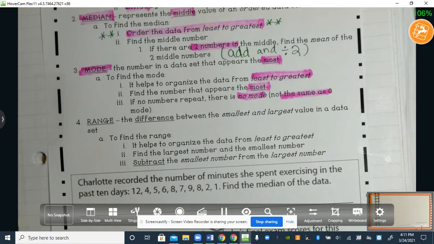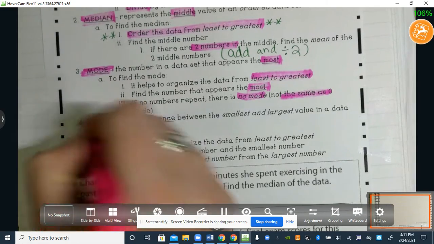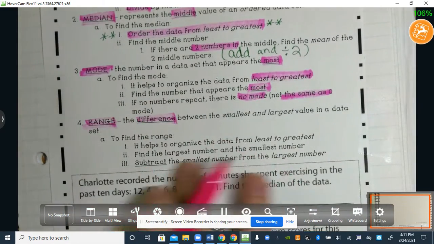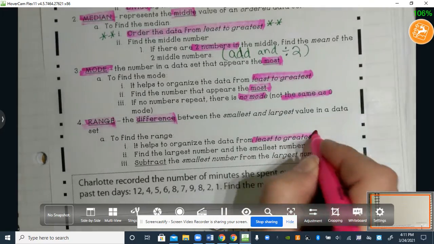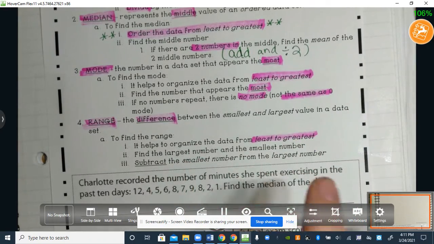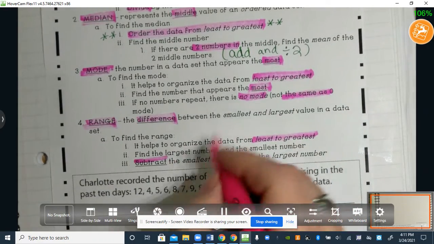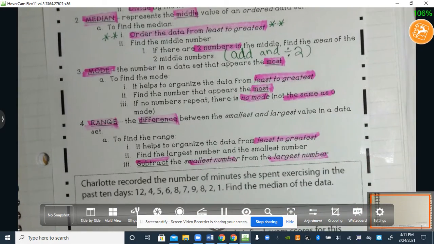And finally, you have range, and the range is the difference between the smallest number and the largest number. So we are subtracting. You help to organize the data from least to greatest. You find the smallest and you find the largest number, and you subtract the smallest number from the largest number.